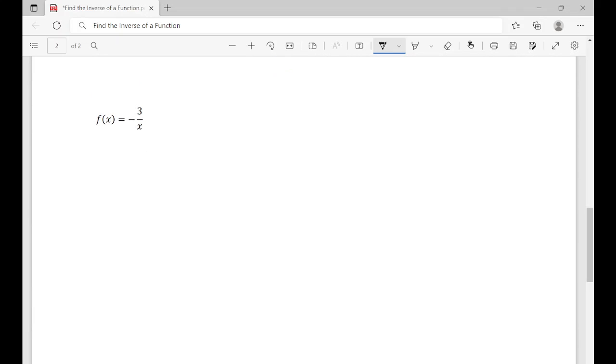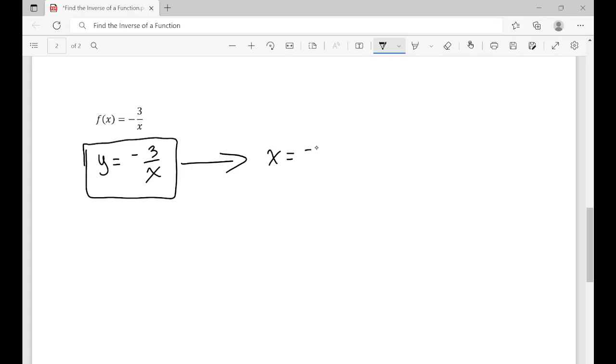Let's do it one more time, but this one's a little bit odd. F of x equals negative 3 over x. So I'm going to take y, set it equal to negative 3 over x. I'm going to take my x and y's and switch them, so it's going to become x equals negative 3 over x. Oh, negative 3 over y, excuse me. Got ahead of myself there.